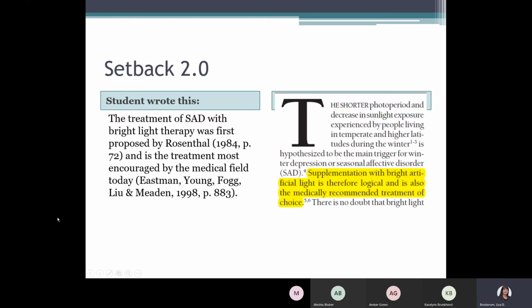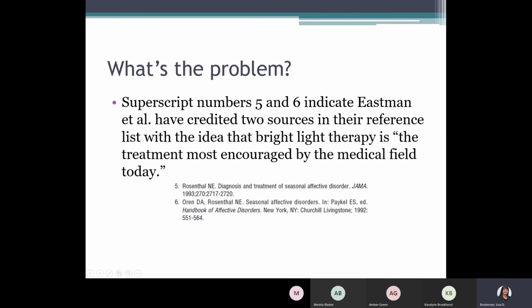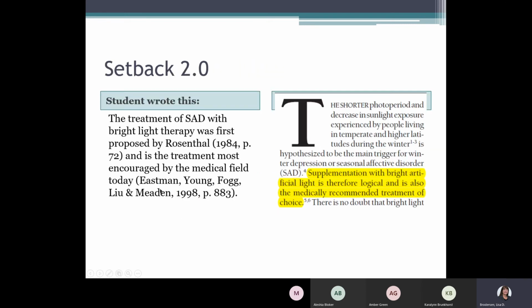All right, so then here's setback 2. The student wrote this: the treatment of SAD, seasonal affective disorder, with bright light therapy was first proposed by Rosenthal and is the treatment most encouraged by the medical field today. And the student credited Eastman, Young, Fogg, Liu, and Meaden with that fact. Now, of course, today, given the 7th edition, we would just write Eastman et al., because you don't have to include all the authors. If there's 3 or more authors, you can use et al. on the first citation. All right, well, that information is based on this highlighted information.